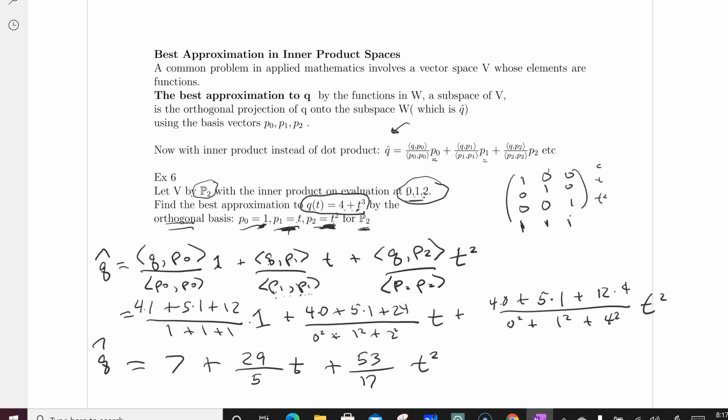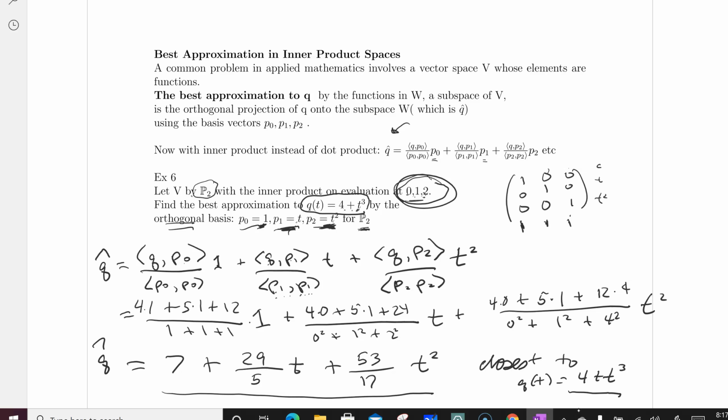Okay, so this is q hat. So this is the closest polynomial to q of t equaling 4 plus t cubed. So if you graphed this on your graphing calculator and you graphed this, you would see that they are close as long as you stay close to these values. That sounds kind of like things we learned in calculus, right? So if you graph this, it's close to this as long as you're near 0, 1, and 2.